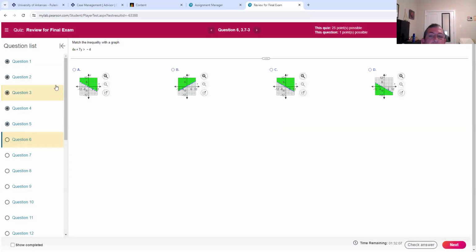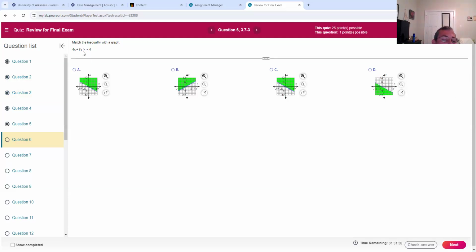All right, y'all, so let me write this one down. This is what, number 6? And they're giving us 4x plus 7y is greater than -4. Now, y'all, I'll tell you this. Based on that inequality that they're giving me, there's only 2 possible answers that we can take at this point.